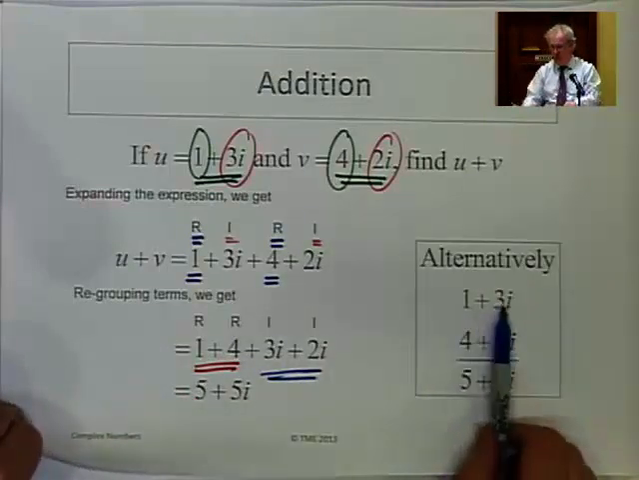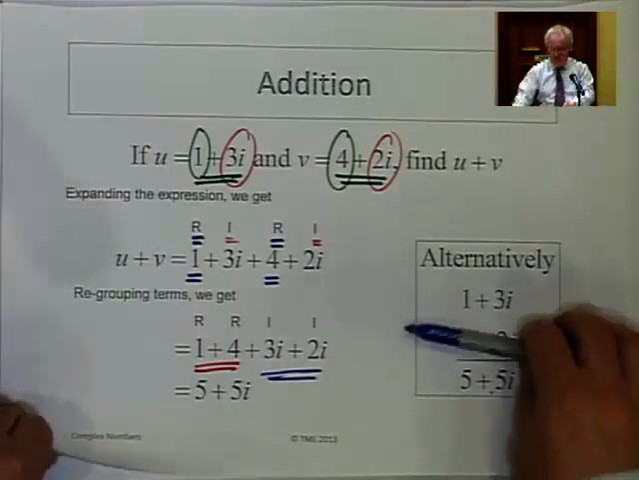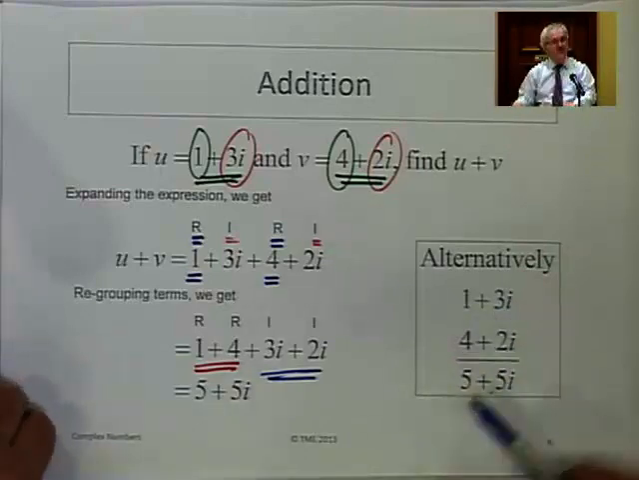Alternatively, I might have written it here, 1 plus 3i, 4 plus 2i under each other. 4 and 1, 5, 3 and 2, 5. It's no different to apples and bananas.